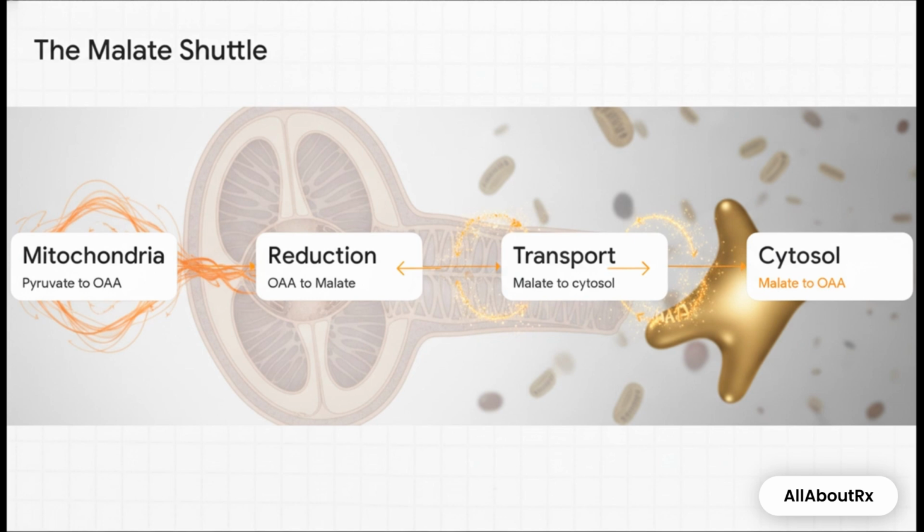Enter the malate shuttle. OAA is temporarily reduced to malate. Malate easily sneaks across the membrane, effectively ping-ponging into the cytosol. Once it's across, it reverts right back to OAA, which importantly generates NADH in the cytosol, something we'll definitely need for the reverse glycolysis steps later.